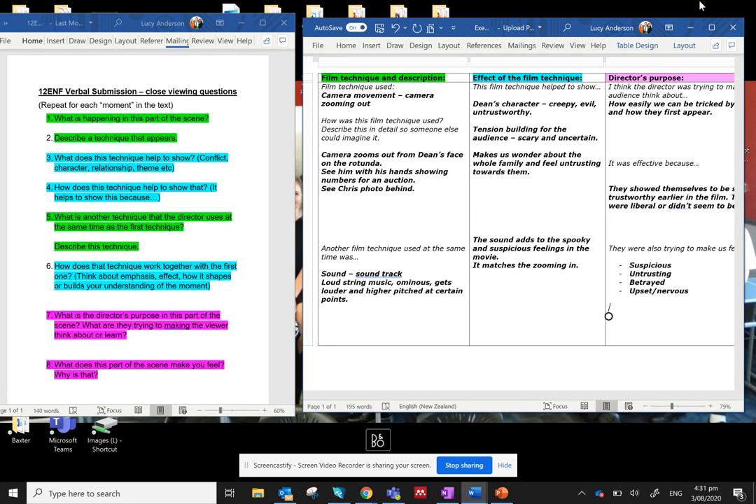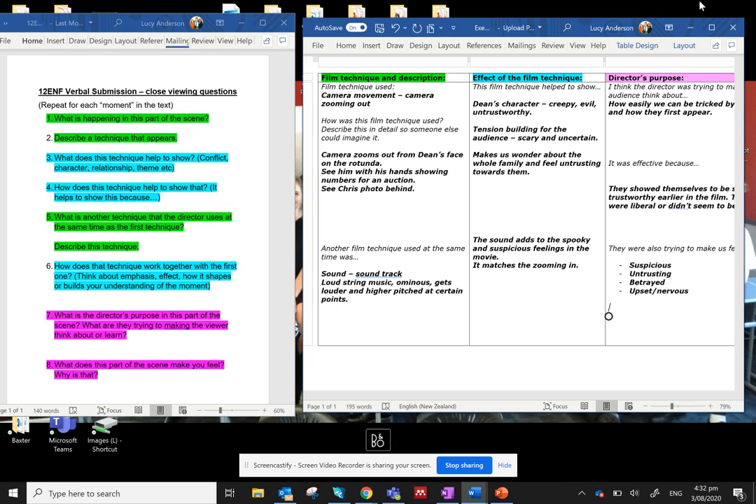What is happening here is that we are cutting from Chris and Rose sitting by the water to Dean in the auction scene. Describe a technique that appears. The first technique that appears is a camera movement, the camera technique of zooming out.